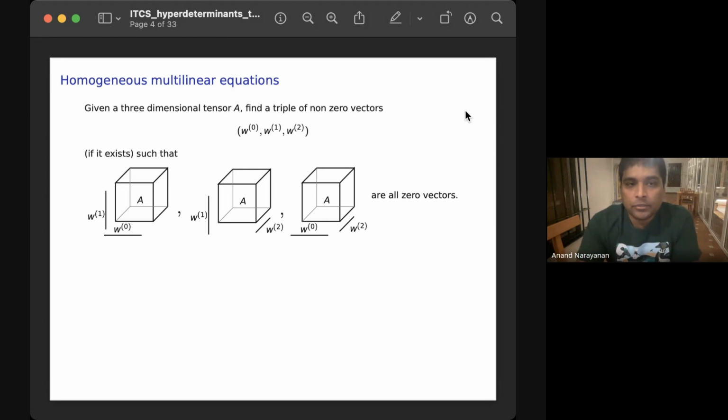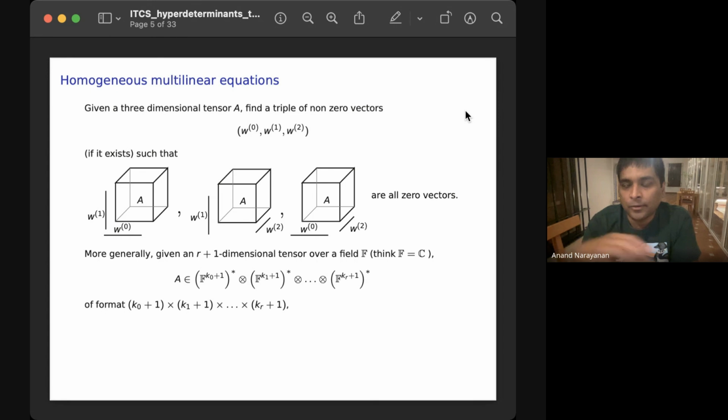Okay, so this actually generalizes to more than 3 dimensions. And I'm actually going to write this down in rather tedious notation because it's hard to picture what it means to multiply a tensor by 2 vectors, so I don't want people to get confused. So it's good to have something concrete. So we're going to allow arbitrary dimensions, let's say r plus 1 dimension, and we're going to work over a field. Think of just complex numbers for now.